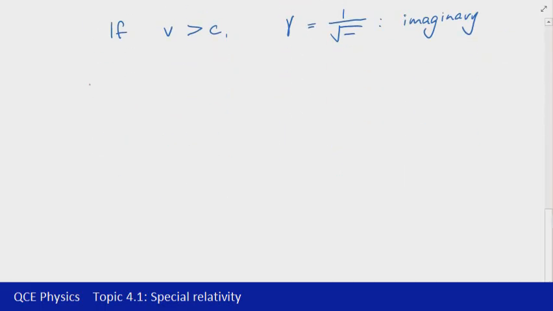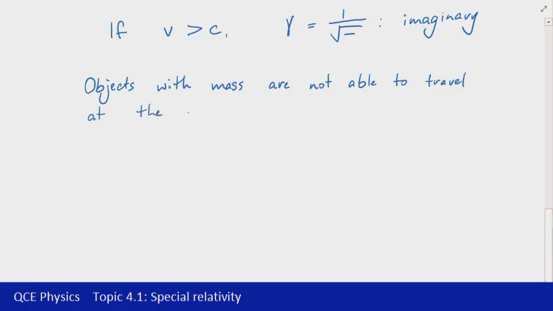To summarize that, objects with mass are not able to travel at the speed of light, and the reason, as I just said, is because those quantities become infinite in the case of relativistic momentum.